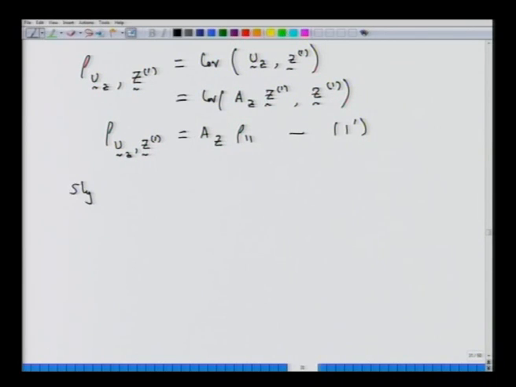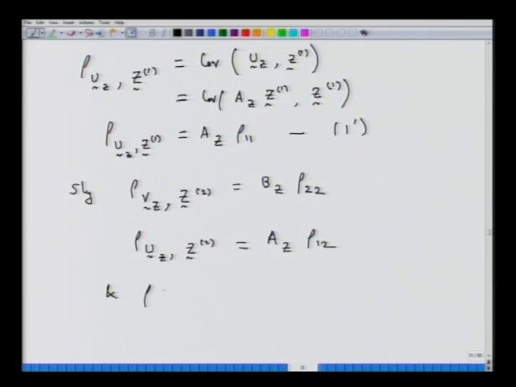Now, similarly, we can write that the correlation matrix between Vz and Z2 would be given by Bz times rho 22. This is V and this is Z2. We will also be able to write the correlation matrix between uz and Z2. What would that be? uz is given by Az times z1 and z2 is as it is. So, what we will have is Az times the covariance matrix between z1 and z2, which is going to be given by rho 12.